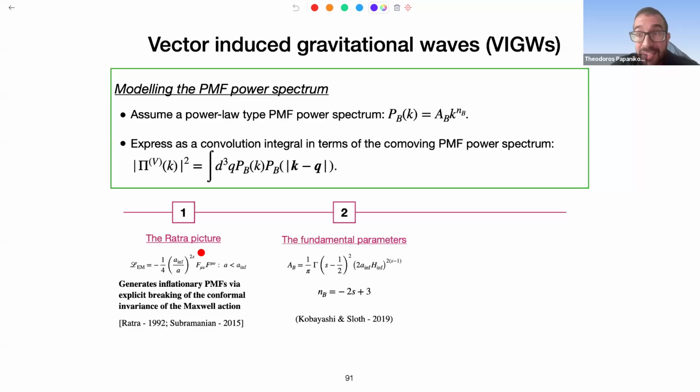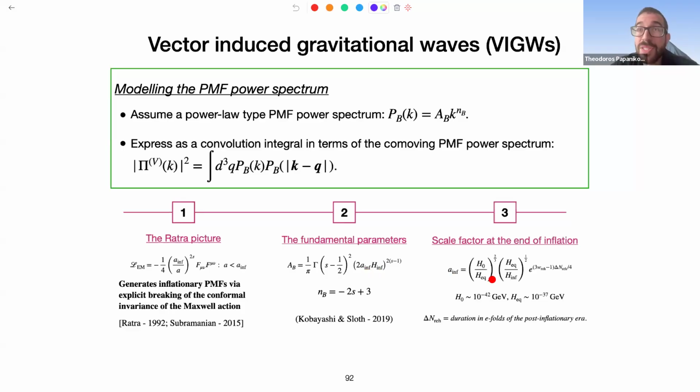One can relate the parameters of our phenomenological magnetic power spectrum, the amplitude and the spectral index, as a function of the non-conformal coupling S and the energy scale at the end of inflation, H-inf. This a-inf is the scale factor at the end of inflation, which can be expressed in terms of H inflation, the duration of the post-inflationary era in e-folds, delta N reheating, and the post-inflationary equation of state, w reheating.